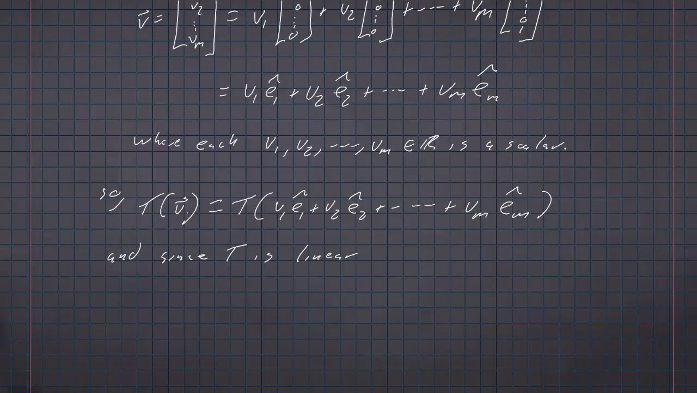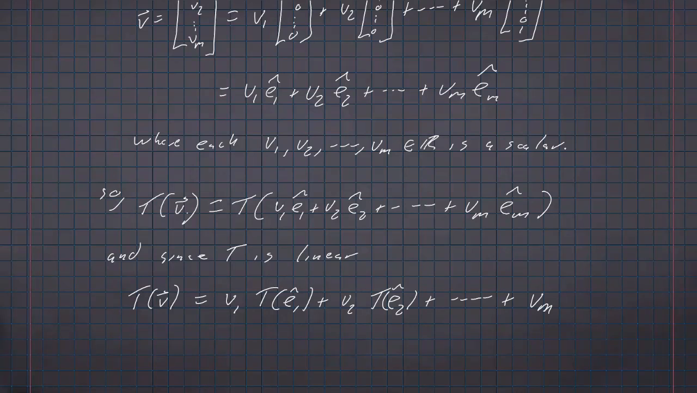And since T is linear, we can split this up. Linear transformations split up over addition, and you can factor out scalars. So this is v1 times T of e1 plus v2 times T of e2 plus all the way down to vm times T of em. And that's our proof.